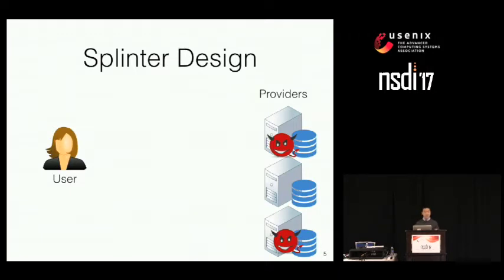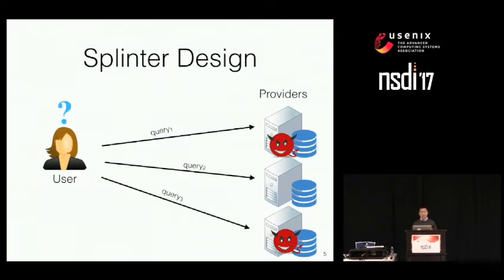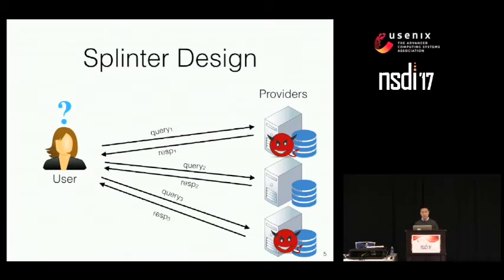So what happens in Splinter? A user splits her query into multiple parts and sends them to the providers. And each provider processes its share of the query on the database records and then sends back a response. The user then takes all the responses from the providers and combines them to get the result, without the providers learning her original query unless all the providers collude.